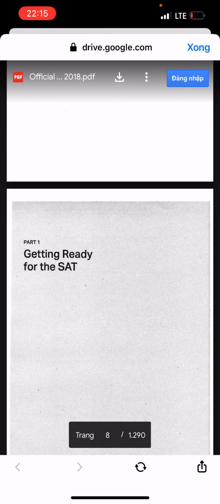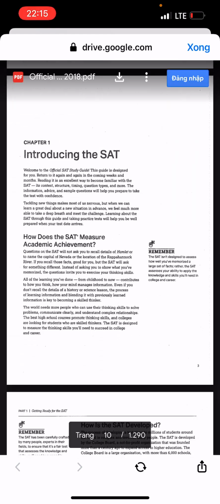Part 1: Getting Ready for the SAT. Chapter 1: Introducing the SAT. Welcome to the official SAT study guide. This guide is designed for you. Return to it again and again in the coming weeks and months. Reading it is an excellent way to become familiar with the SAT, its content, structure, timing, question types, and more. The information, advice, and example questions will help you prepare to take the test with confidence.